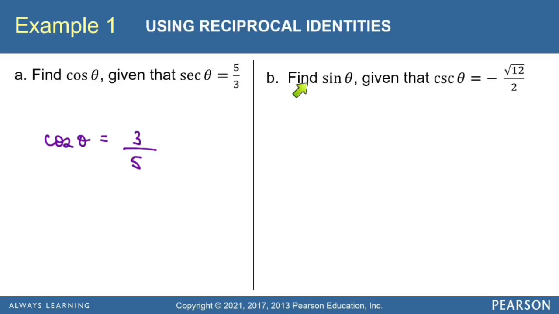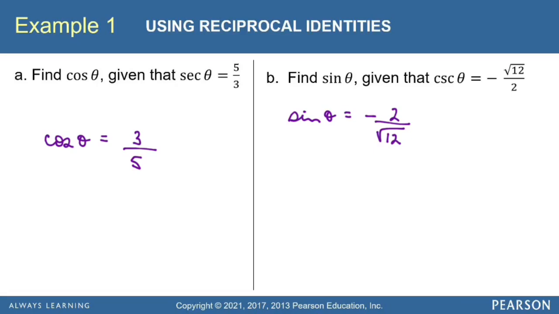And now in part B it says find the sine of theta given that the cosecant of theta is negative square root of 12 over 2. And again, sine and cosecant are reciprocals. So all we have to do to find the sine is do the reciprocal of this fraction. So the sine of theta is going to be negative 2 over the square root of 12. Now, as you know, it doesn't make any difference if the negative sign is in front of the whole fraction or if it's in the top. But if the negative sign were in the bottom, we would move it up to the top. It's okay to have it either in the top or in the front of the whole fraction.